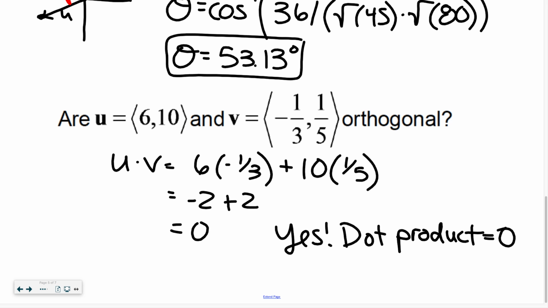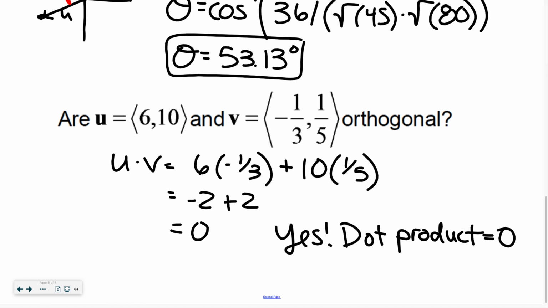Could I go through the whole formula and calculate the magnitude of U and the magnitude of V and then multiply them underneath 0? Sure, but it's still going to be the inverse cosine of 0 at the end. So if you think about that whole process we went through, as long as the dot product is 0, then you have orthogonal vectors.